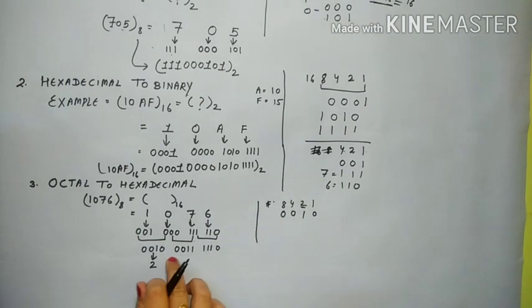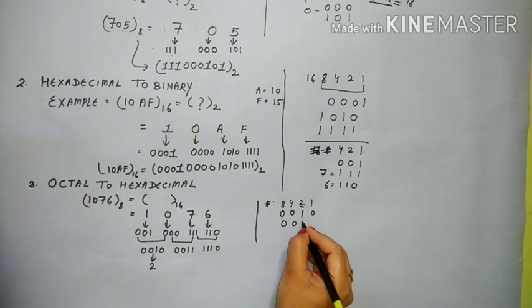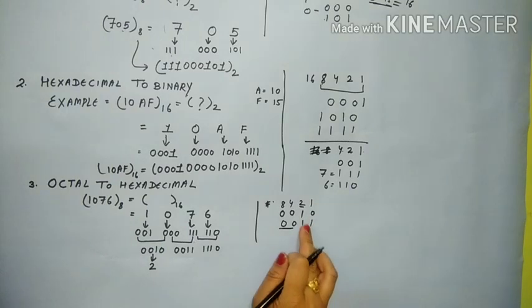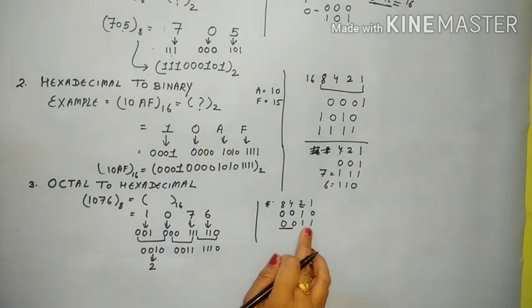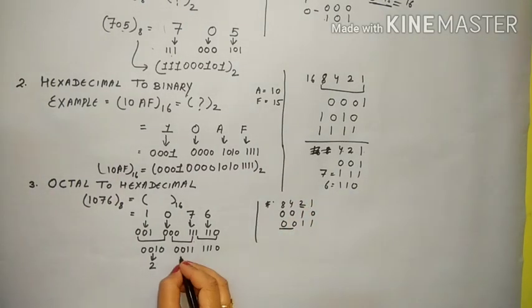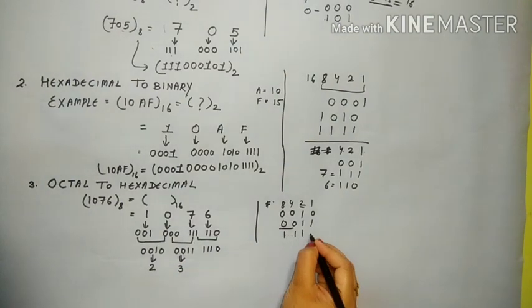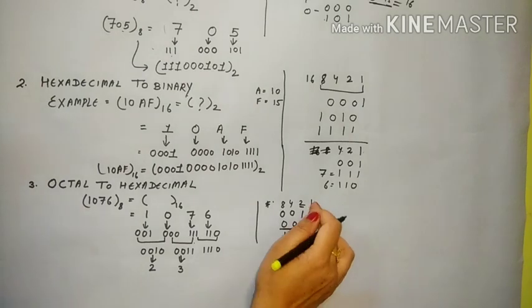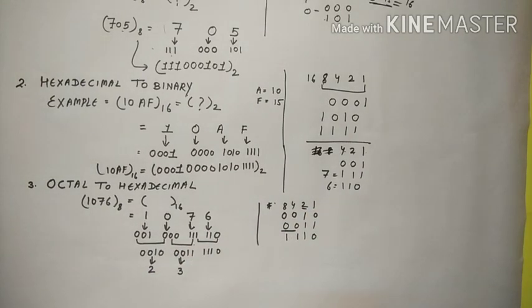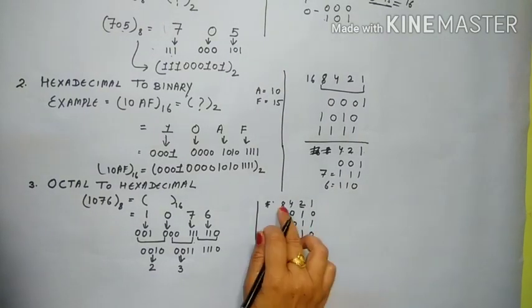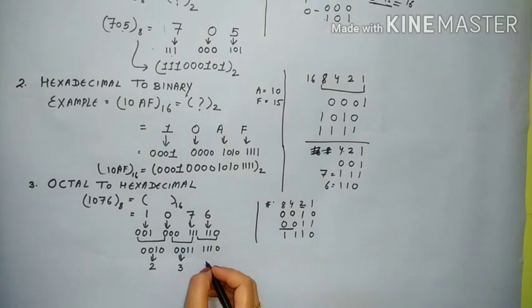Same way for this number 0, 0, 1, 1. These two are 0, so we'll add 2 and 1, since the digit in this place is only 1. So 2 plus 1 is 3. Next is 1, 1, 1, 0. This one is 0. So it will be 8 plus 4 plus 2. It will be equivalent to 14.